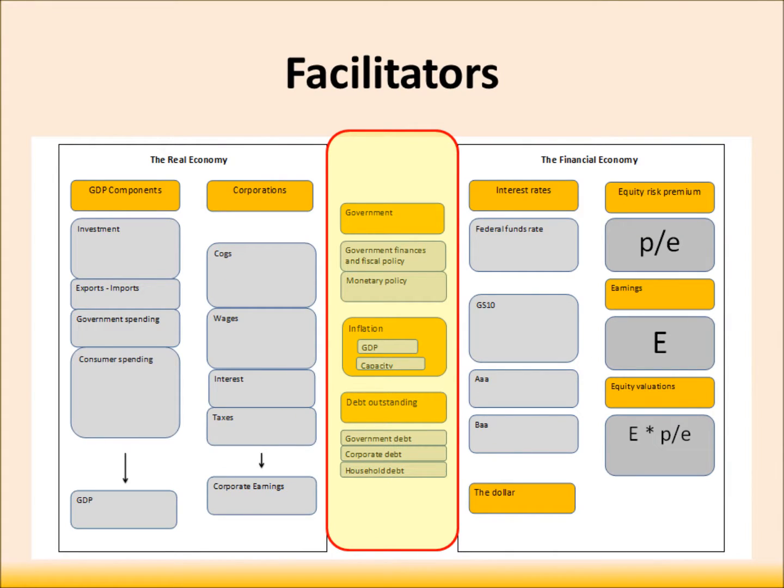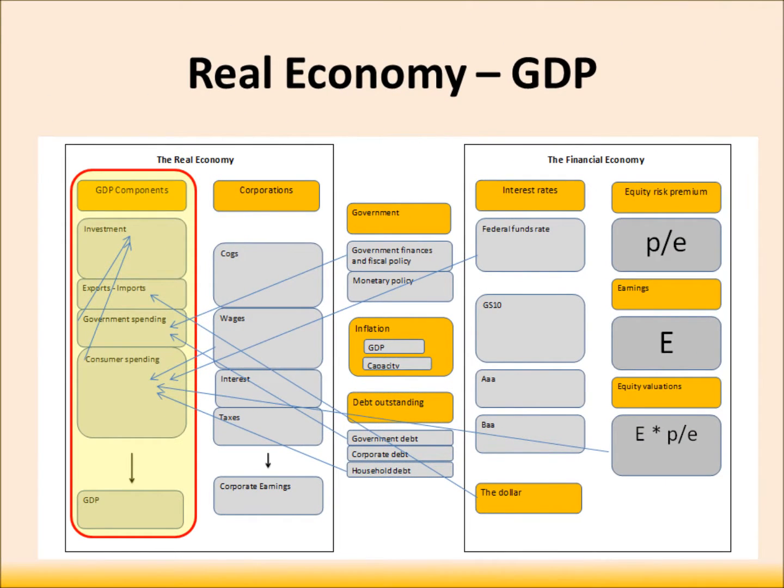The facilitators take on various states that can have an impact on both the real and financial economy. So you have the government, which is involved on both sides in the form of both monetary and fiscal policy, and you have inflation, which is generally a function of GDP growth and capacity and/or labor utilization. And lastly, the level of debt outstanding in all sectors can have an impact on both the real and the financial side.